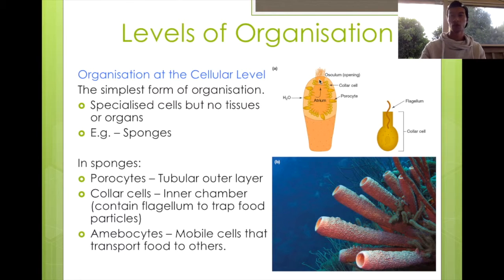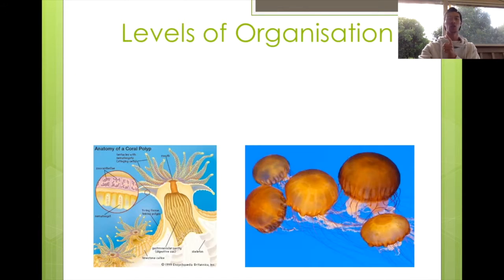And then you've also got within them these amoebocytes, which allows these sponges to transport cells from one area to another around the sponge. And so you can see there they have different types of cells and specialization, but it's only at a cellular level. Yeah, they don't have groups of tissues to form one function, which is what the tissue does.